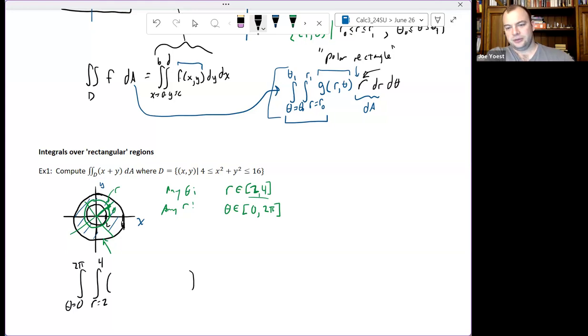And now I need to do two things. The first thing I need to do is remember that dA, an increment of area in polar coordinates, we've done this change of variables. We can't just make it dr d theta, as tempting as that is. We need r dr d theta. So this whole thing, the r dr d theta, is taking the place of the dy dx or dx dy that we had before.